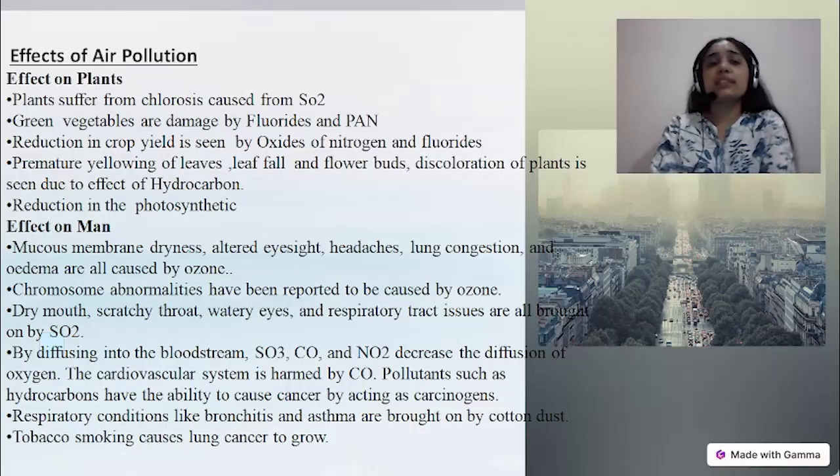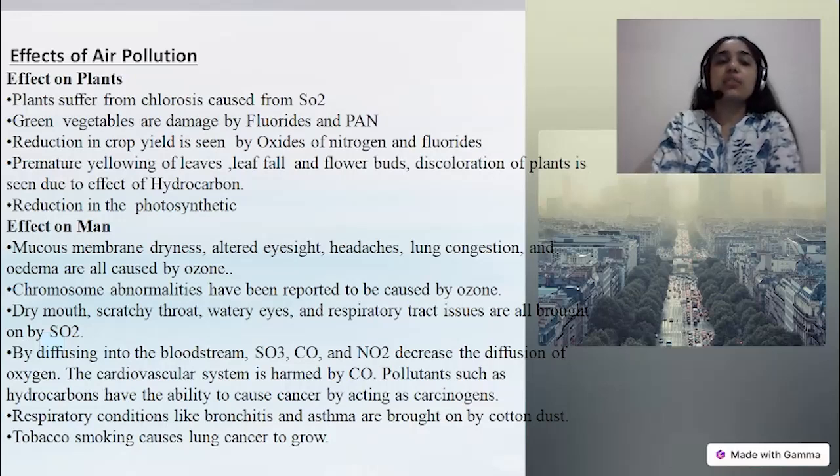On plants, we can say plants can also suffer diseases such as chlorosis, and due to hydrocarbons, discoloration of plants can lead to flower bud and leaf fall, yellowing of leaves, etc. These can be caused by air pollution. In the same way, the effect on humans can be seen on their health, like dryness, weak eyesight, headaches, lung congestion, and it can also lead to lung cancer.